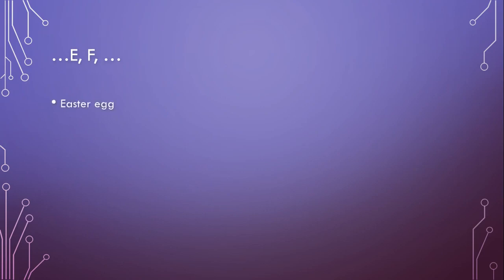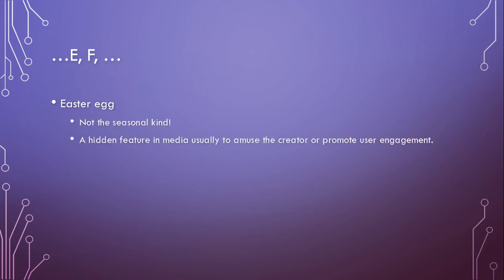The first one is an Easter egg, and no, this is not we're going to go out and find eggs filled with chocolate and candies. This is instead a hidden feature in media, usually to amuse the creator or promote some kind of user engagement. This is done a lot in movies, so there'll be nods to previous works or previous iterations of characters. You also see it a lot in video games where they might put some hidden gem or other nugget of information that you're like, hey, I understand that reference.